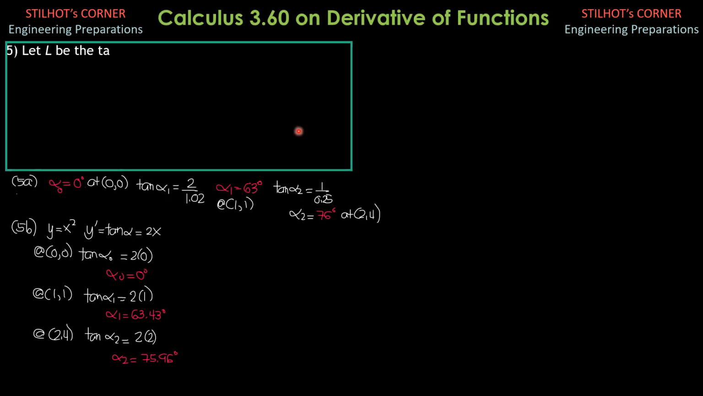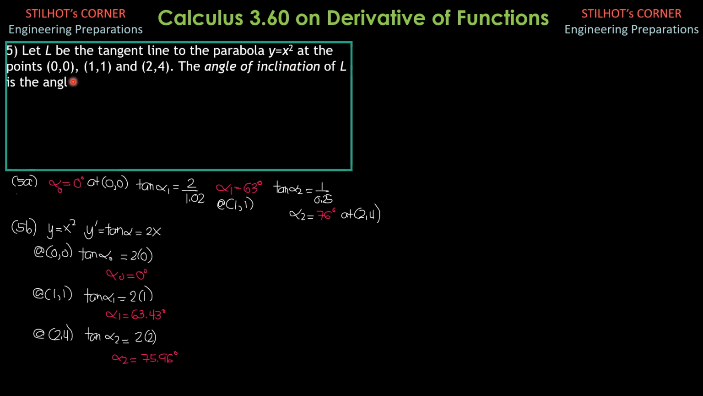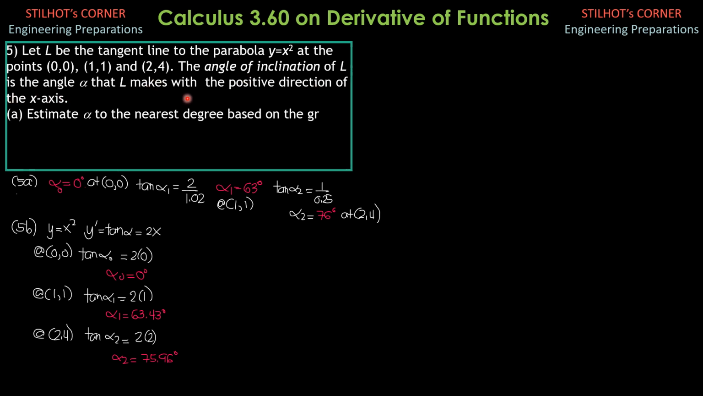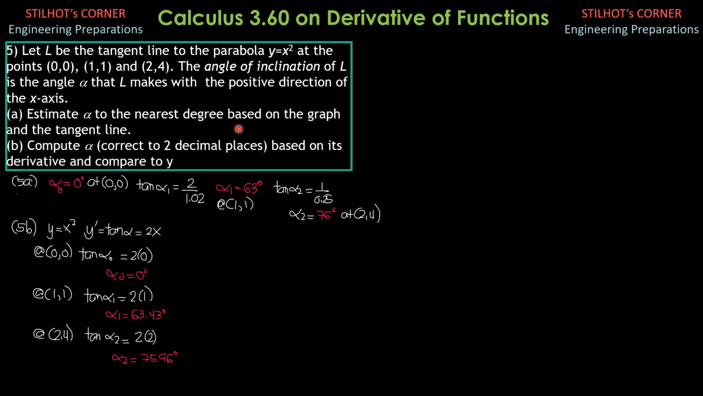Then for the last exercise, let L be the tangent line to the parabola y equals x squared at the points (0, 0), (1, 1), and (2, 4). The angle of inclination of L is the angle alpha that L makes with the positive direction of the x-axis. A. Estimate alpha to the nearest degree based on the graph and the tangent line. And B. Compute alpha correct to 2 decimal places based on its derivative and compare to your estimates in part A.